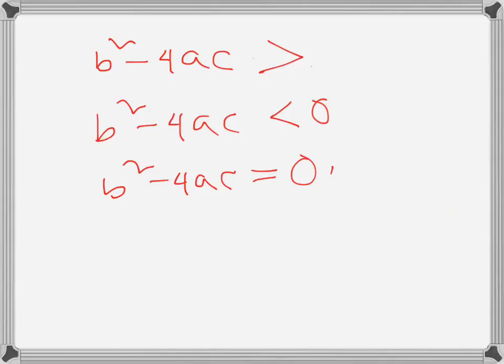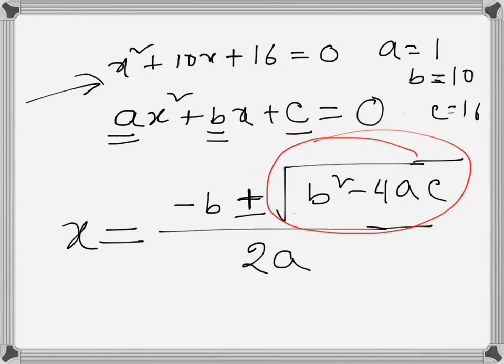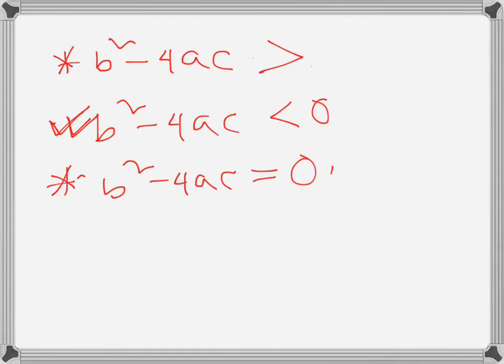So when it is greater than 0 or equal to 0, then the roots are real. And when b square minus 4ac is less than 0, that means the roots are unreal. That is because we have a negative value under the square root, so the result has to be unreal. However, in the other two cases the roots are real. These two are the conditions when roots are real.